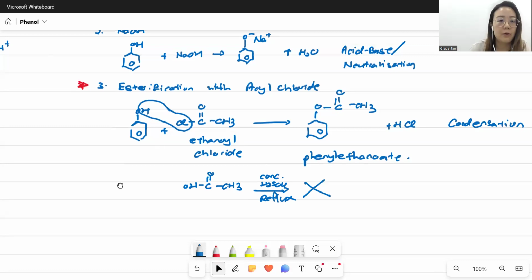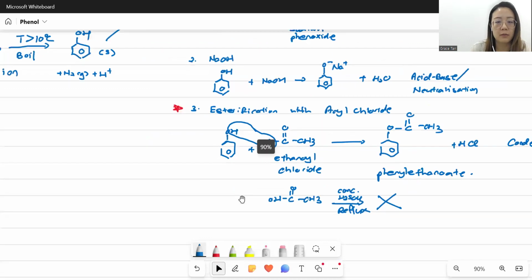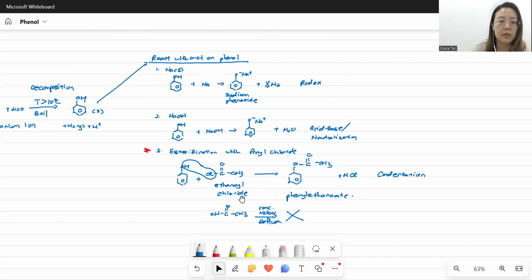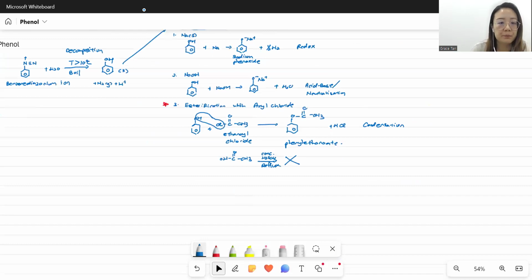Now I want to continue with the second part. Maybe I'll just zoom a little bit. This will give you the whole picture on the three reactions with the OH on the phenol. Now, zoom out. I would like to draw another arrow here.